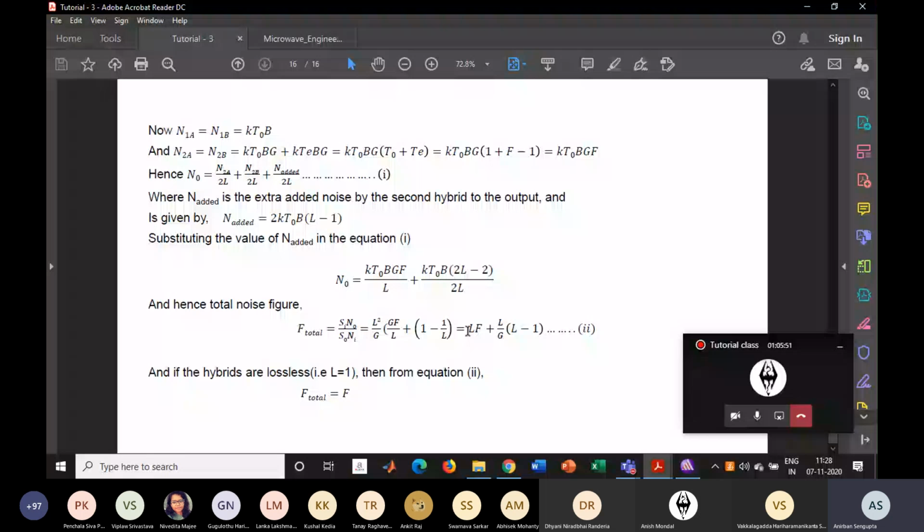Now putting the lossless condition, if the hybrids are lossless, that means the loss is 1. Then F total equals F.